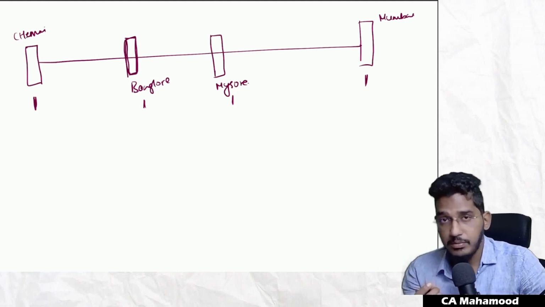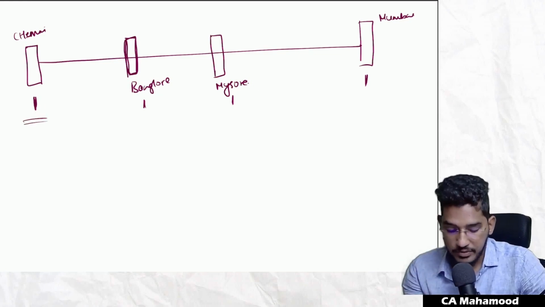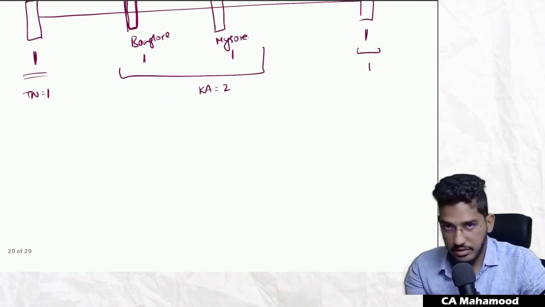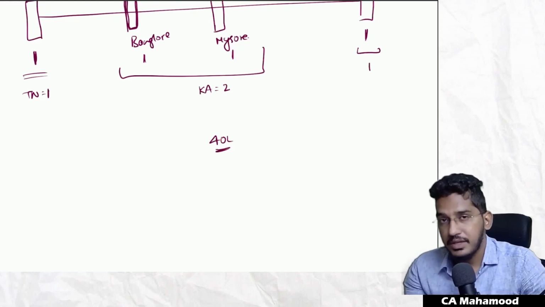So now we have to determine how many points are there in each state. In Tamil Nadu, we have 1 point. Bangalore and Mysore both belong to Karnataka. In Karnataka, we have 2 points. In Mumbai, we have 1 point. So assume that for this entire circuit, 40 lakh rupees is collected by this leased circuit company.